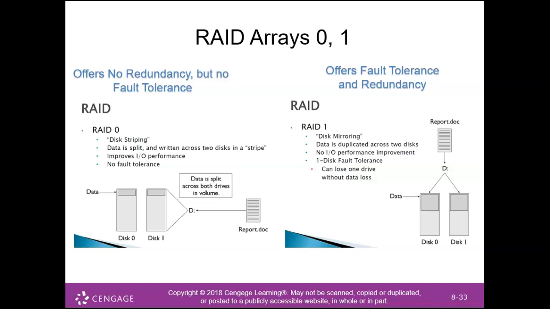RAID 1 refers to disk mirroring. That's when data is written to one disk and is duplicated on a second disk. So RAID 1 is going to require a minimum of 2 physical drives. Data is written simultaneously to these two places, and the drives are essentially mirror images of each other. So if one drive fails, the other one can take over and provide access to the data that's stored on the drive.